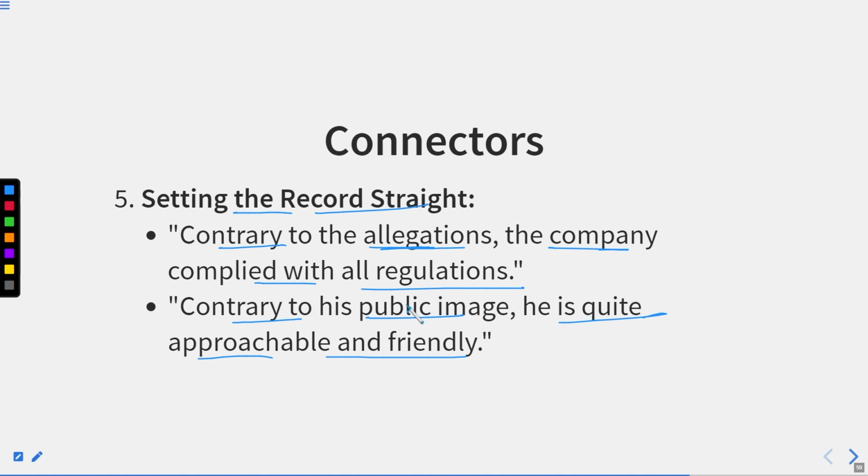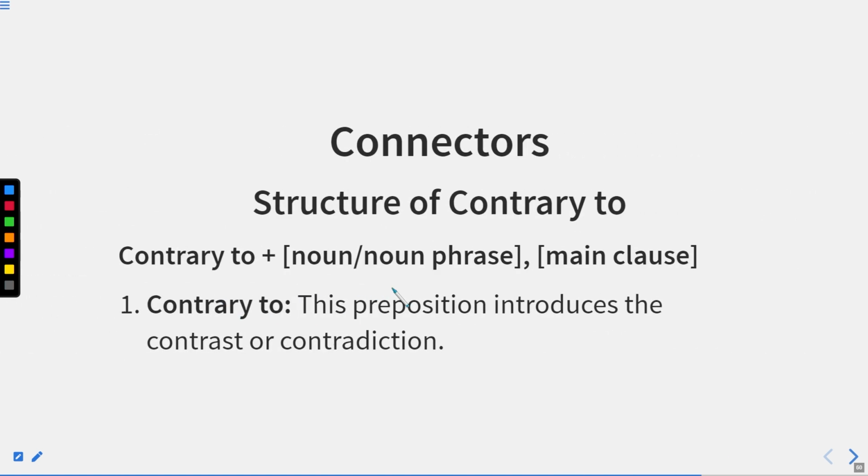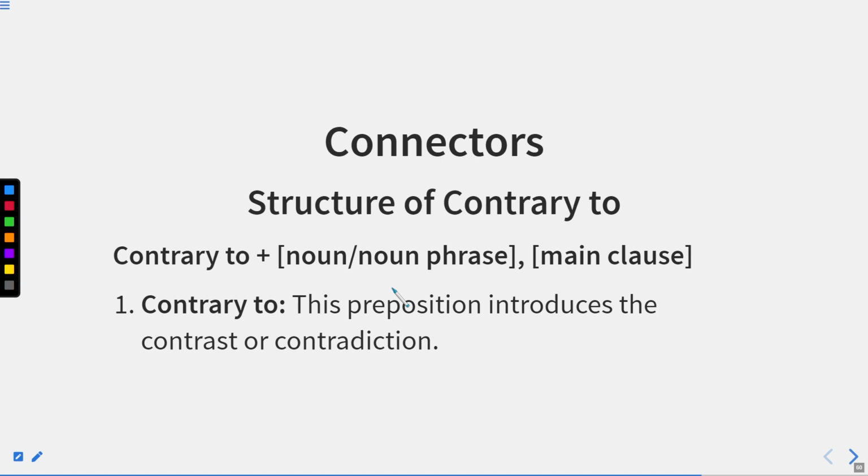Contrary to his public image, he is quite approachable and friendly. It means maybe his appearance or his public image is not good, but when I met him personally, I found that he is approachable and friendly. Okay, so contrary means the opposite of what has been mentioned.